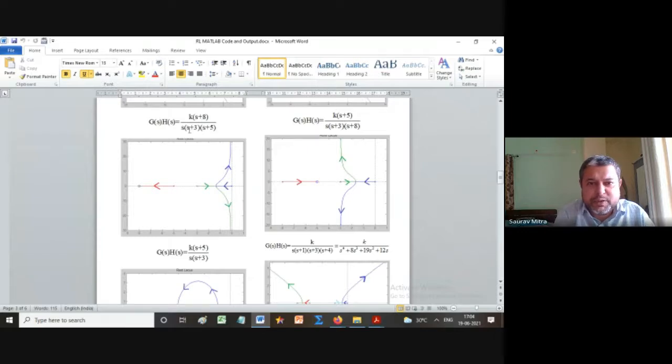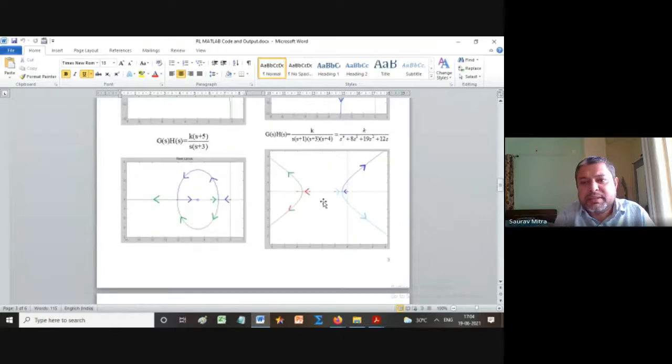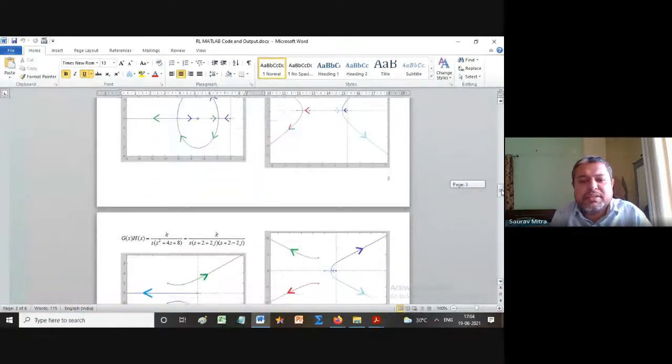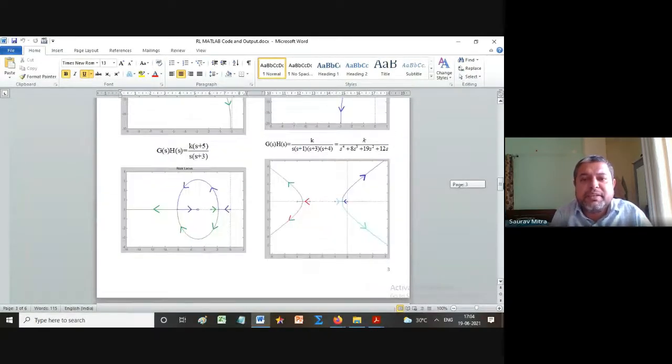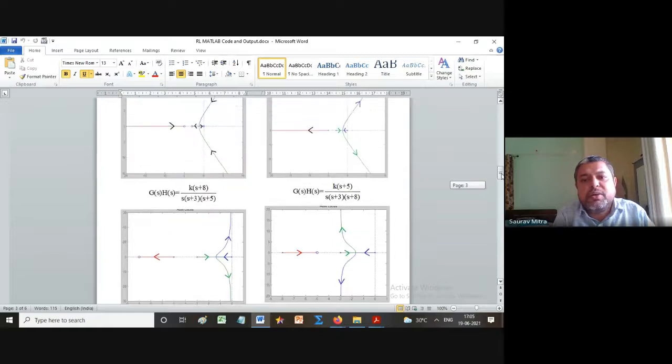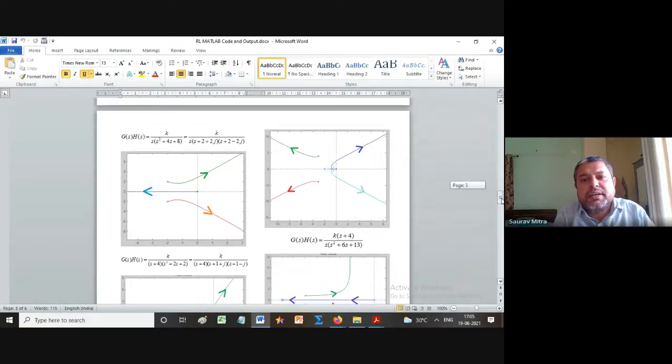K, s plus 8, s into s plus 3, s plus 5, likewise. This is the 4th. It is given here, k into s plus 3, likewise. So all these different cases are there. Up till this point you can do, because there is no imaginary pole or 0 here. All the poles and zeros are real. Now from next day onwards we will start with imaginary poles and zeros.